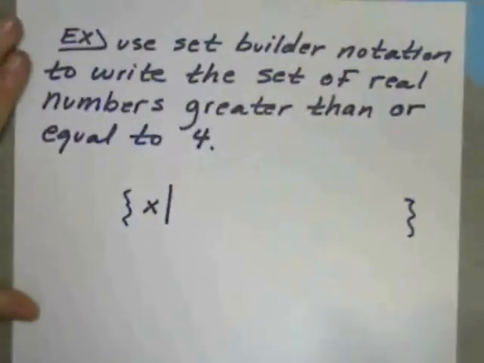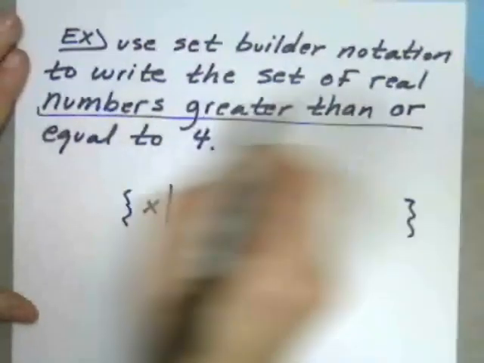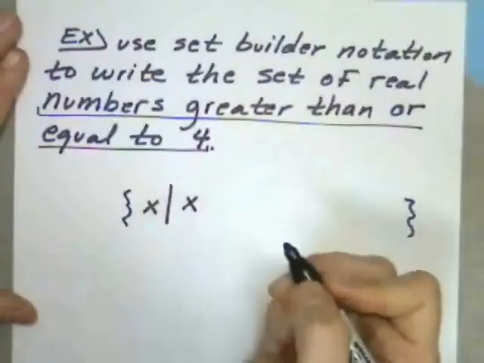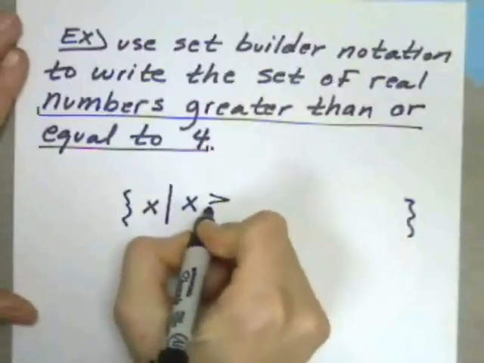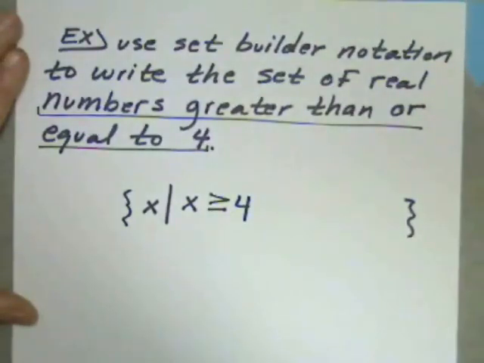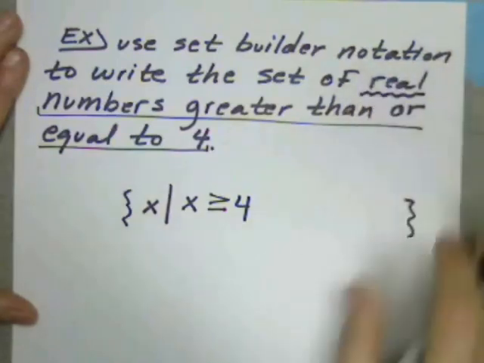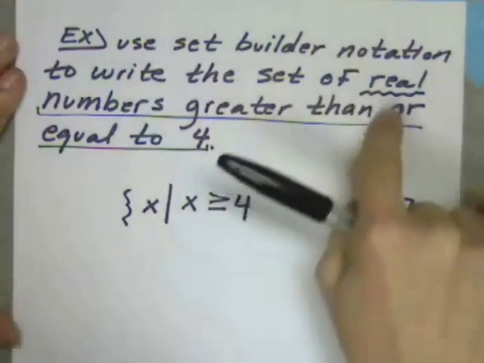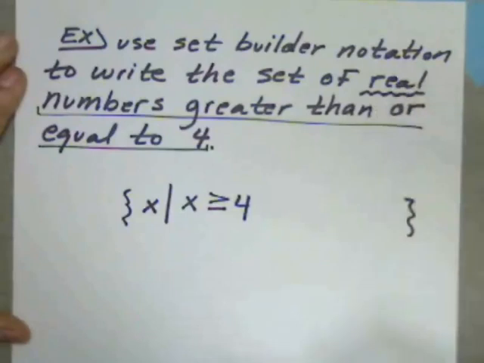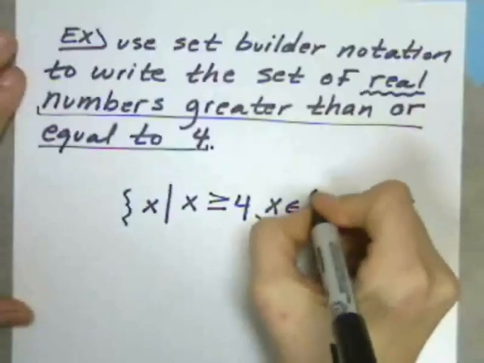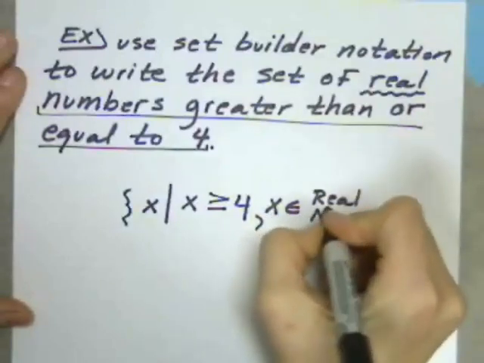In the problem, we have numbers greater than or equal to 4. Okay? So my X, whatever number it is I'm talking about, will always be greater than or equal to 4. And what are they going to come from? What kind of numbers are they? The integers? Are they just the counting numbers, or the natural numbers? In this case, they're real numbers. Nice. So I'm going to say comma, where X is an element of the real numbers.